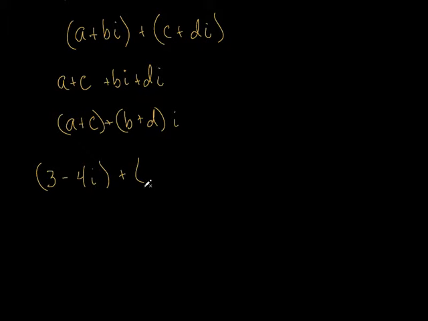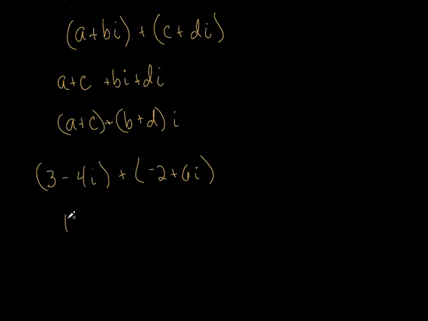And then negative 2 plus 6i. Okay, here we go. It's as easy as this. It's just adding like terms. It's really simple Algebra 1 stuff. So what do we add? Add the reals and then add the imaginaries. So it's 3 plus negative 2. What's 3 plus negative 2? It's just a 1, isn't it?